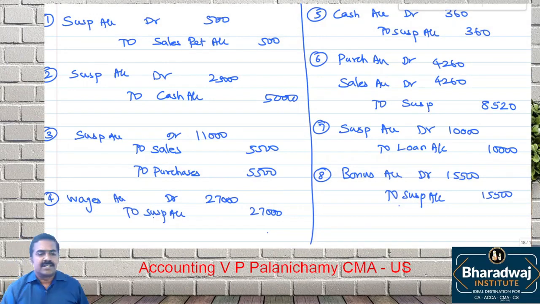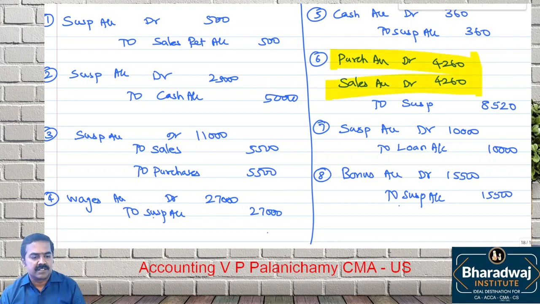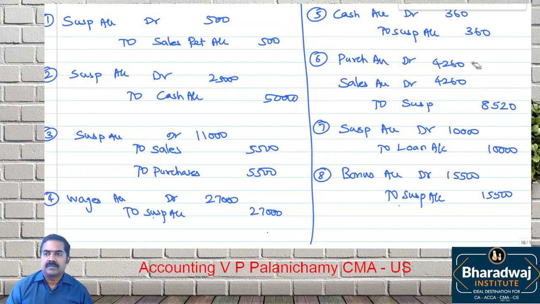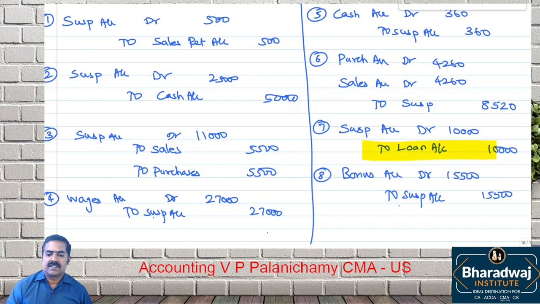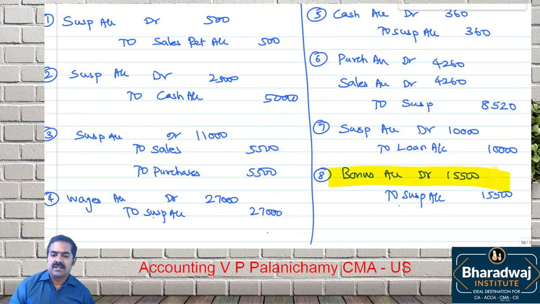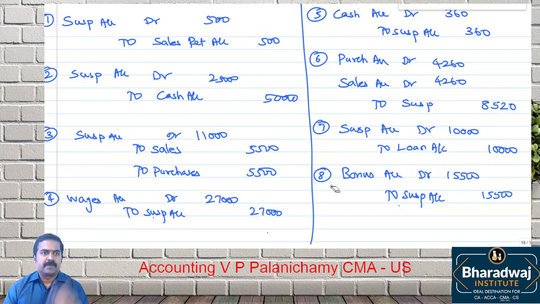First one, suspense to sales returns எப்படி post பண்ணுவோம்? To sales returns. Second எப்படி post பண்ணுவீங்க? To cash. Third one, to sales to purchases. Fourth one, by wages. Fifth one, by cash. Sixth one, by purchases, by sales. Seventh one, to loan. Eighth one, by bonus. Record them. Prepare பண்ணுங்க பார்க்கலாம். நீங்களே prepare பண்ணுங்க. Suspense account try to do.